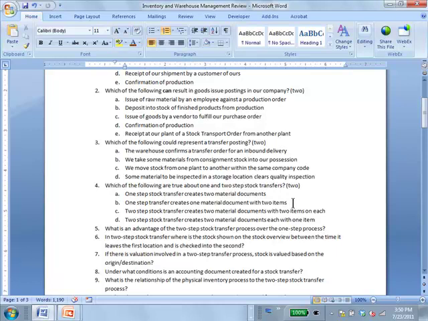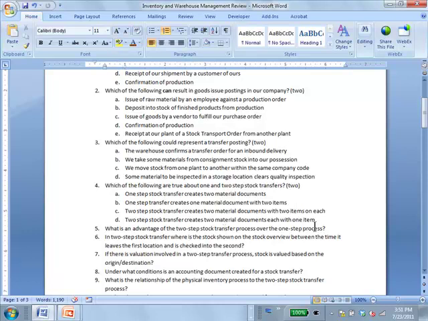BD again. One step transfer creates one material document with 2 items, one for the withdrawal, one for the deposit. And 2 step creates 2 material documents each with 1 item. Each with 1 item. Right? So one is withdrawal here, that's 1 material document. Deposit there is another material document.